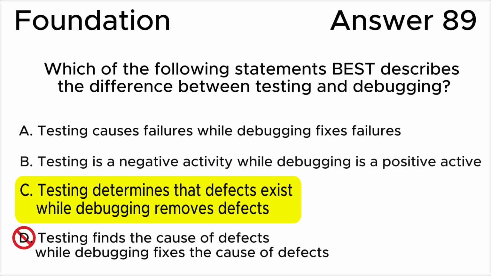Answer D is invalid because the causes of defects are typically human errors. Testing finds defects either directly through static testing or indirectly by causing failures in dynamic testing, and debugging fixes defects. So, testing does not find the cause of defects, and debugging does not fix the cause of defects.